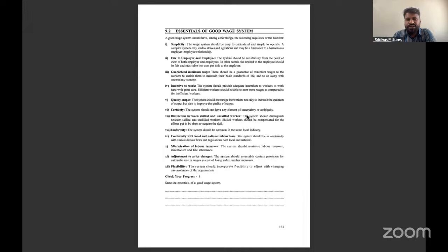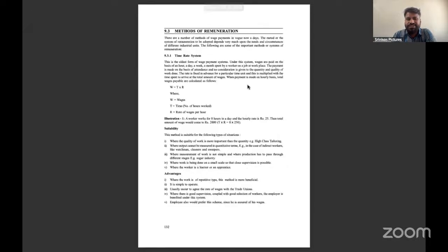Let us discuss the first one, the time rate system. Time rate system means per time, they fix the remuneration. It may be on an hourly basis, weekly basis or monthly basis. They do not bother about the production you are doing. But per hour, how much they are going to give for the work, on an hourly basis they give. For example, here there is an example: a worker works for 8 hours.